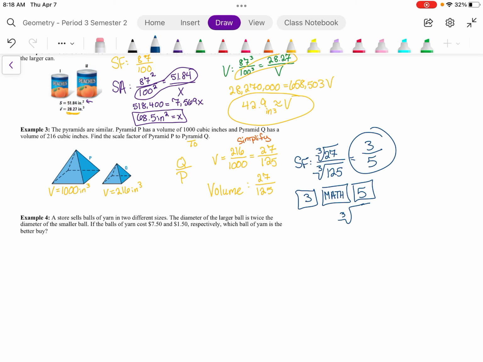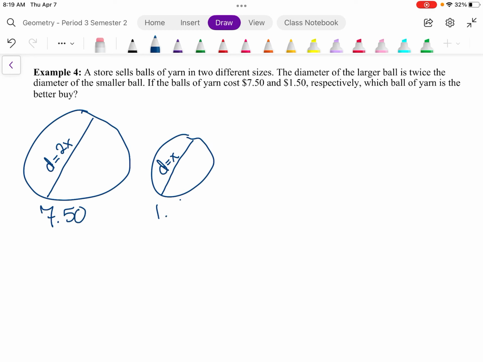If the balls of yarn cost $7.50 and $1.50 respectively, which ball of yarn is the better buy? So I want you to think about this problem and try to figure out which one would be the better buy. Okay. So if you have your guess, now we're going to prove which one is better.